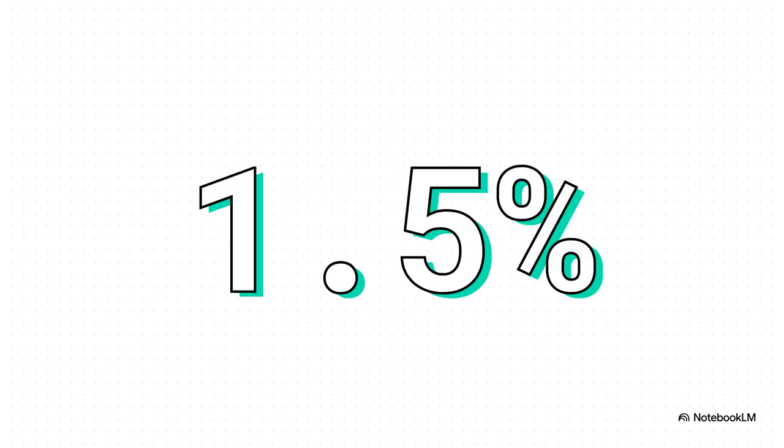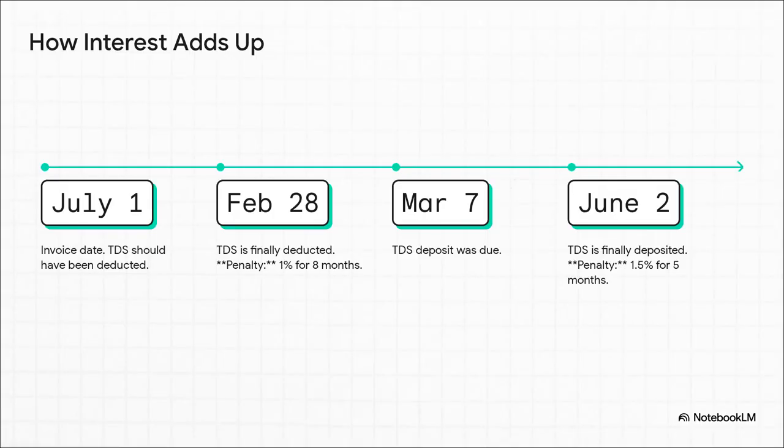Now, what about that second, more serious mistake? Well, if you deduct on time but pay the government late, that interest rate jumps up to 1.5% per month. Why? Well, from their perspective, you're literally holding on to their cash, and they're not too happy about that. Let's make this real with an example so you can see how fast this adds up.